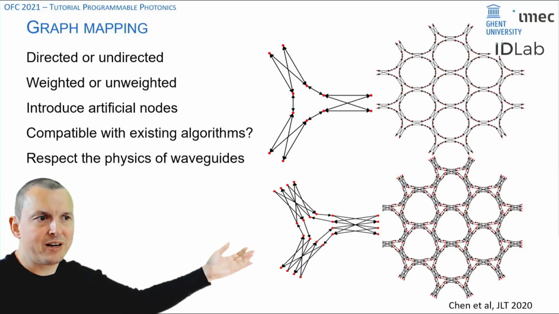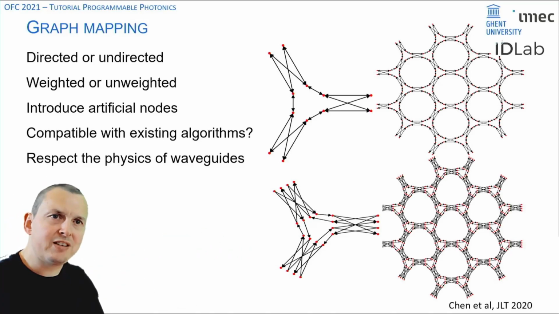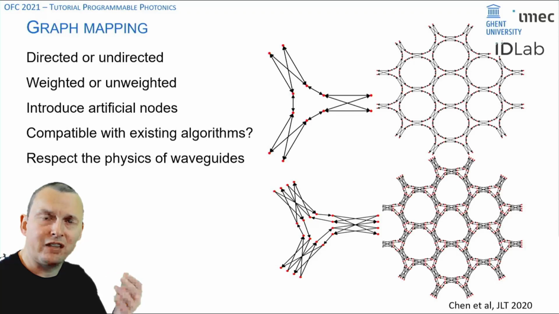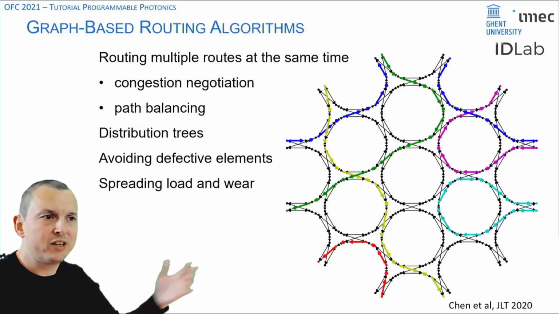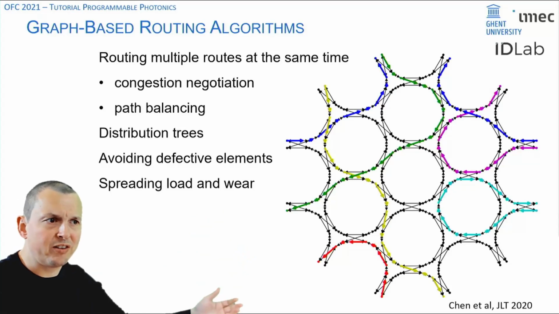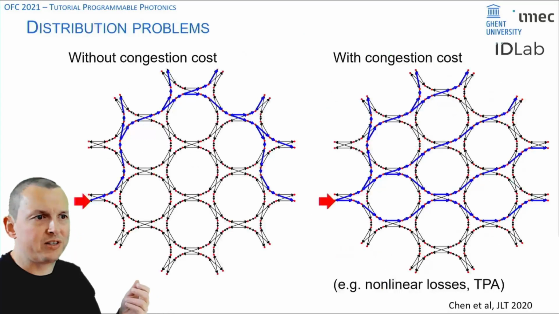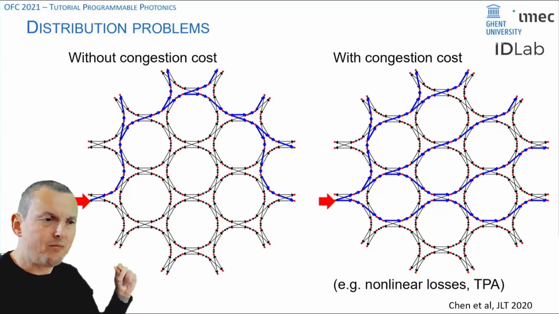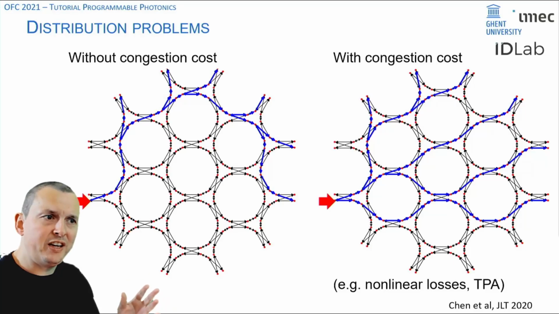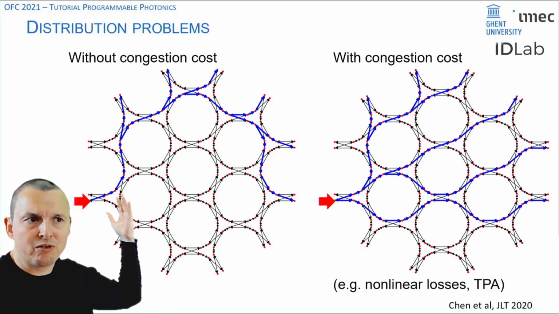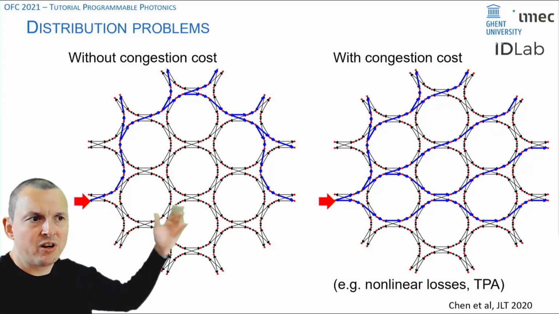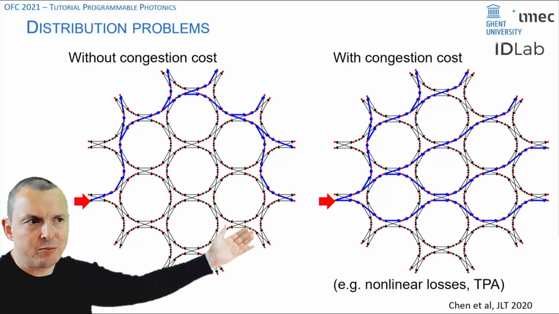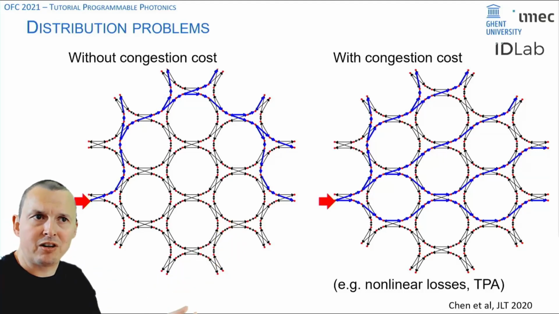But now, once we have such a graph representation, we can use all these routines that have already been developed for networking, there's a whole wealth of graph-based algorithms. For instance, for multi-routing, like routing all these different paths at the same time and trying to avoid collisions. Or for distribution trees, like where we want to distribute the light from one waveguide to these multiple output ports. Now, this is not an easy problem, because there are different constraints. For instance, in this particular case, we want to use the least number of gates to do our distribution, while here we want to make sure that the optical power is distributed as much as possible, for instance, to limit the amount of nonlinear losses.